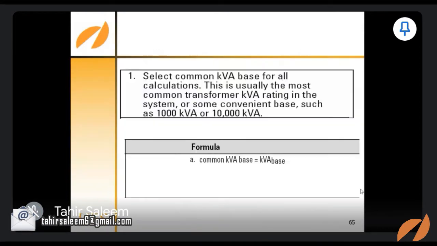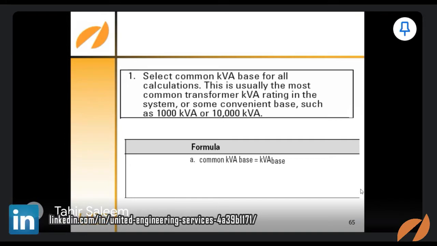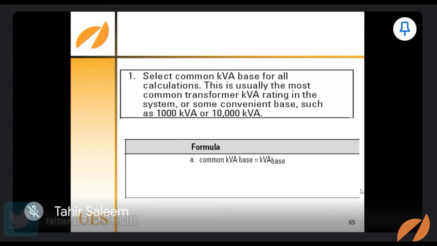So, what you do, this is from the Siemens handbook: select a common kVA base for all calculations. This is usually the most common transformer kVA rating in the system, or some convenient base such as 1000 kVA or 10,000 kVA. I will explain the different formulas. This is the application of the simple formula: common kVA base upon kVA base.